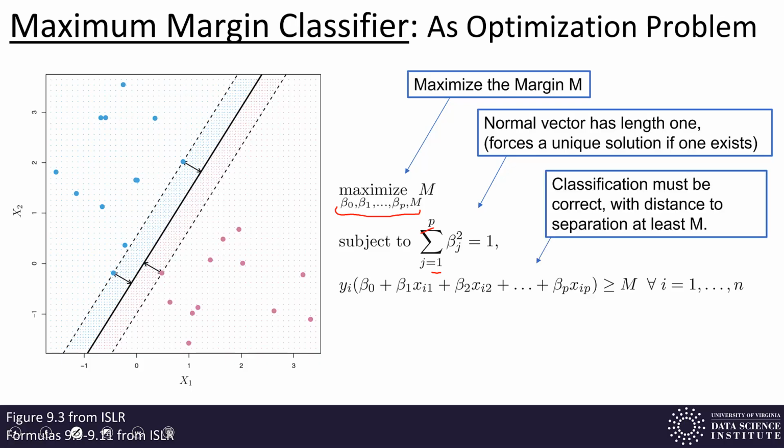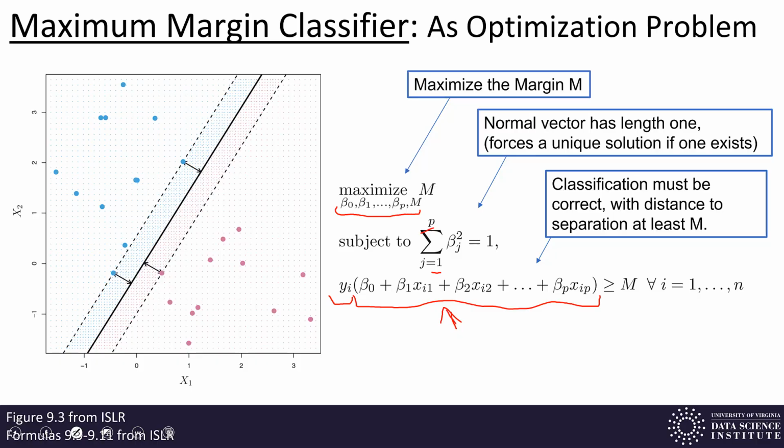And this third line in the optimization says that the classification must be correct with distance to the separation hyperplane at least M. And so this part in this formula is the set of feature variables for an observation, for observation i, evaluated at the formula for the hyperplane. And then we multiply that by yi, which in this case is 1 if you're in class 1, and -1 if you're in class -1. And this formula here, because of that normal vector, gives the distance to the hyperplane.